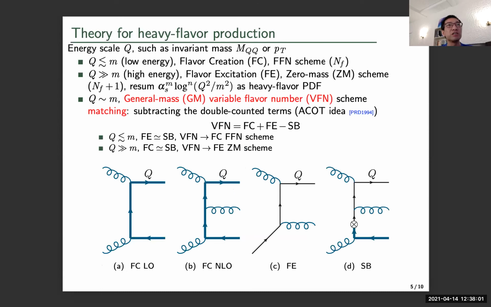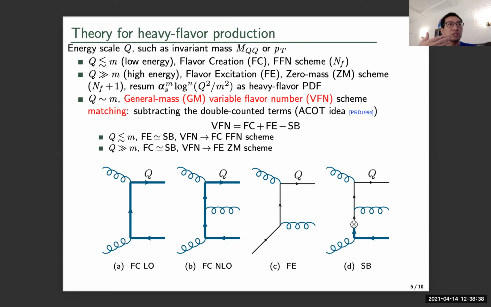So we need to deal with this problem, which comes from our scheme. It is called the general mass variable flavor number scheme for heavy flavor production. The scheme works in this way. When the energy scale, like the invariant mass of your heavy quark pair or your transverse momentum, is low compared with your heavy quark mass, in these regions heavy flavor is mainly produced by the flavor creation term. And in these regions, we expect that the fixed flavor number scheme will work very well.